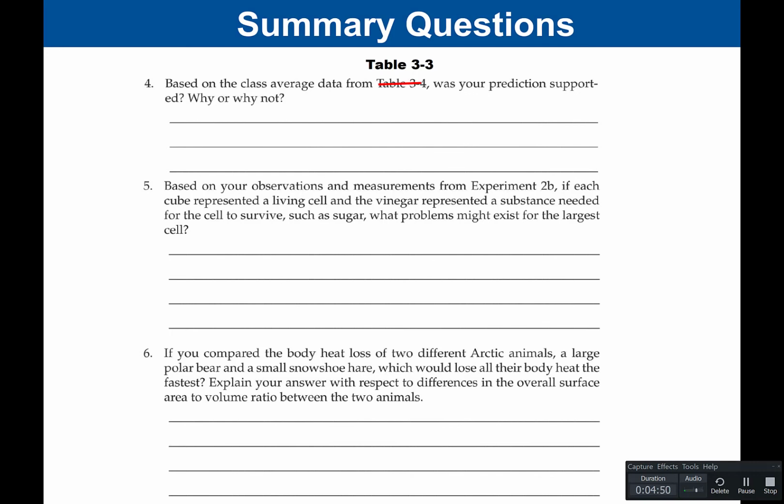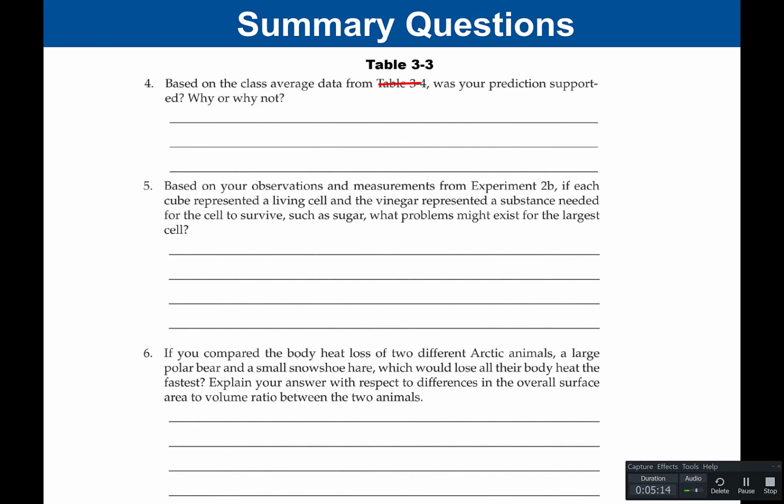So if you said, for example, the lower the surface area to volume ratio, the faster the rate of diffusion, well, then you're going to address that in this question, that your prediction was supported, or your prediction was falsified. Number 5, based on your observations and measurements from experiment 2B, this is the vinegar example.